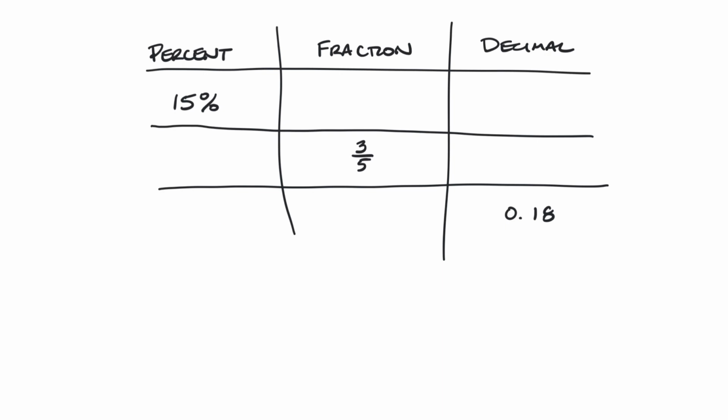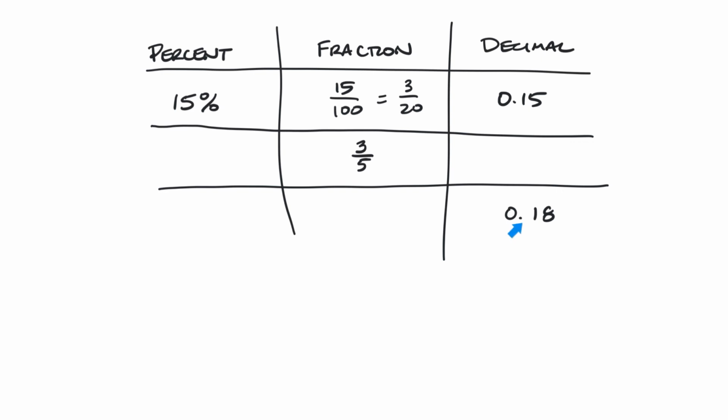So 15% written as a fraction is 15 over 100. That's an easy one to write as a fraction. Now I've got to simplify that. So I can divide top and bottom by 5, so this would be 3/20. The decimal equivalent there, because this is 15 hundredths, is just 0.15. Okay, so we're done with that one.